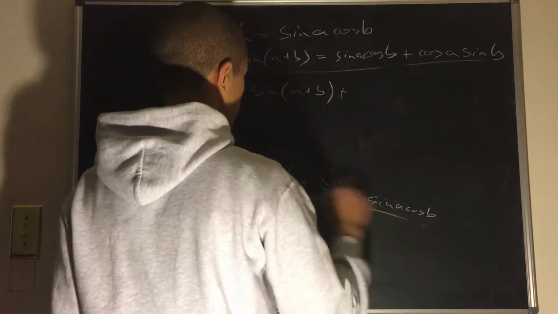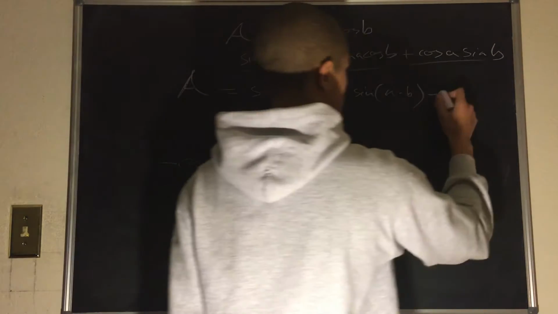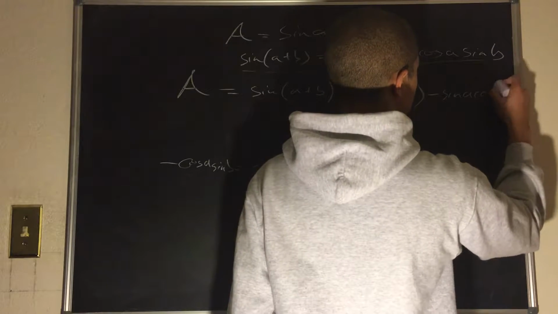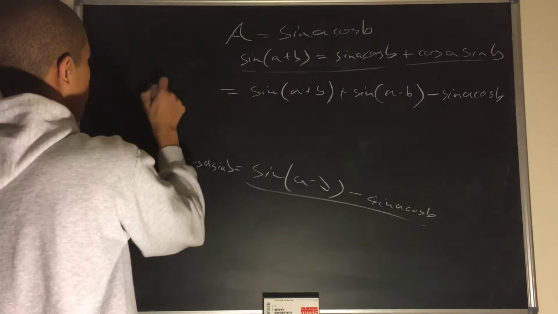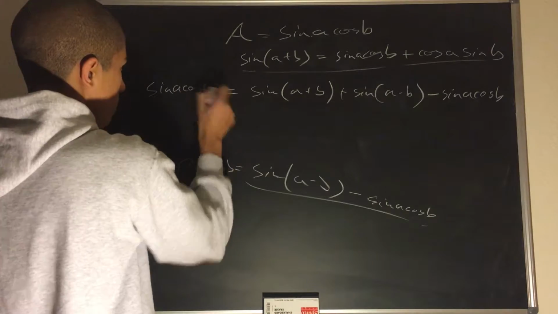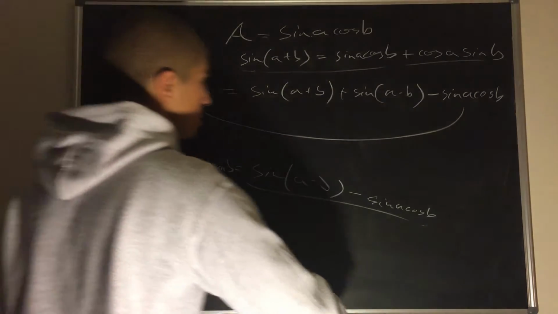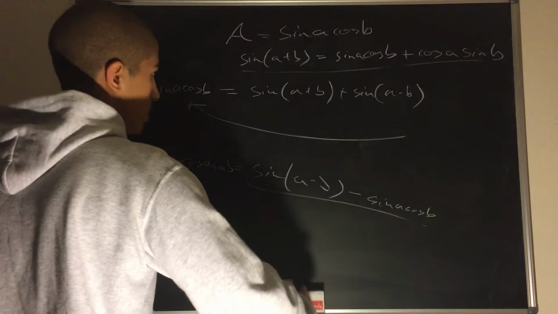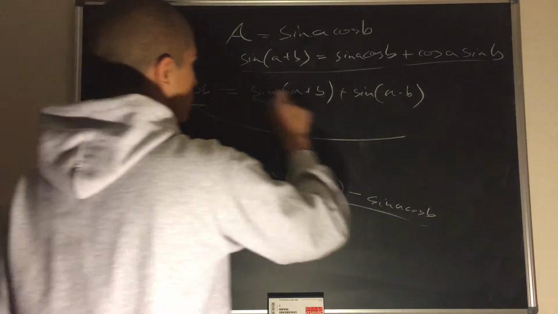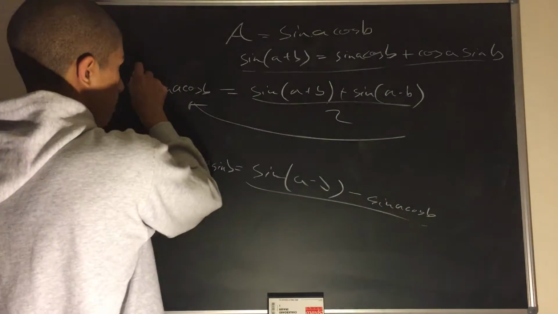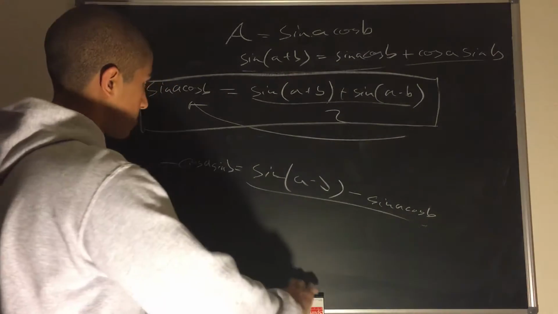And then we simply get sine of A plus B plus sine of A minus B minus sin A cos B. So then we can bring back our sin A cos B and add, and then we get 2 sin A cos B is equal to sine of A plus B plus sine of A minus B. And then all we must do is divide by 2, and then we have our final product to sum formula of sin A cos B.